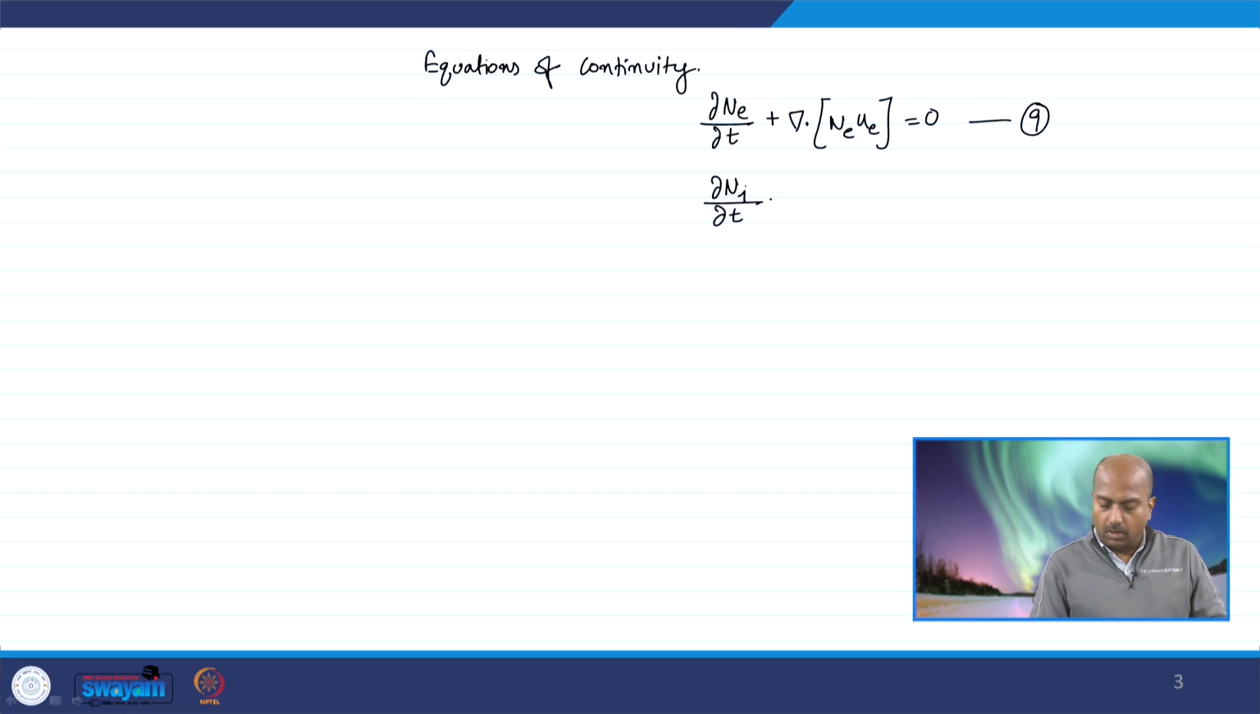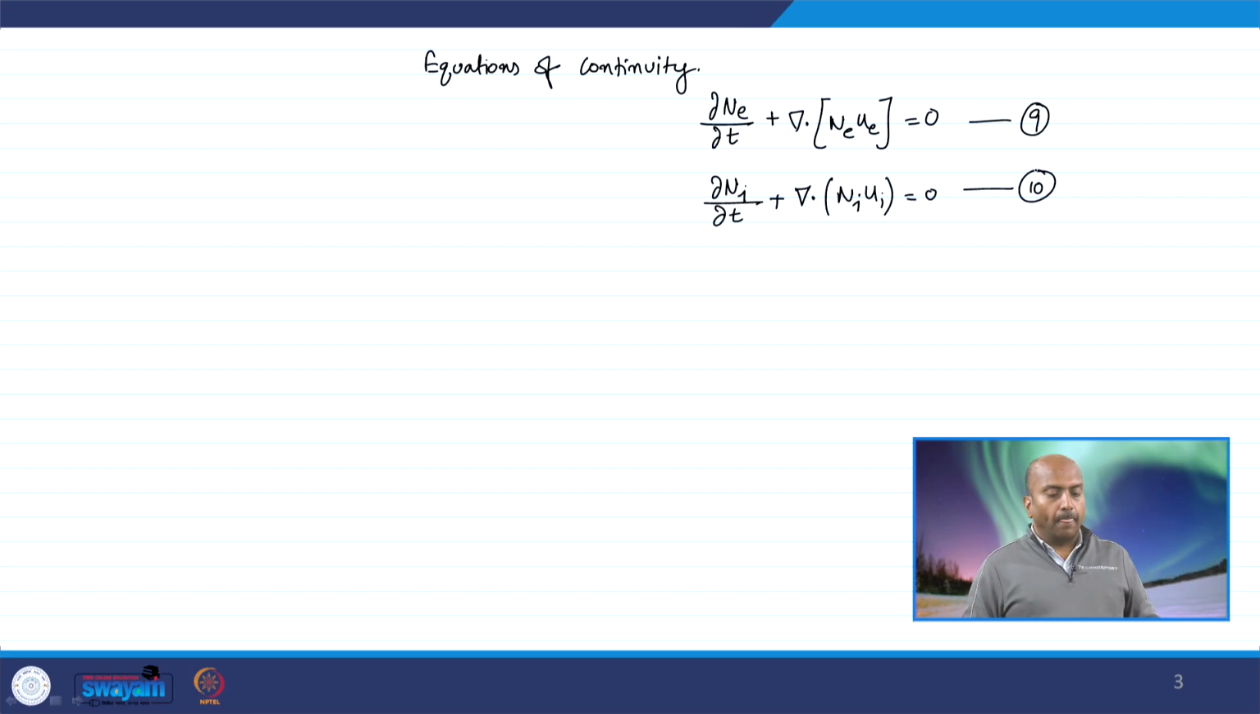dou Ni by dou t plus del dot Ni ui is equal to 0. So, we already have 10 equations expressing various aspects about the plasma.